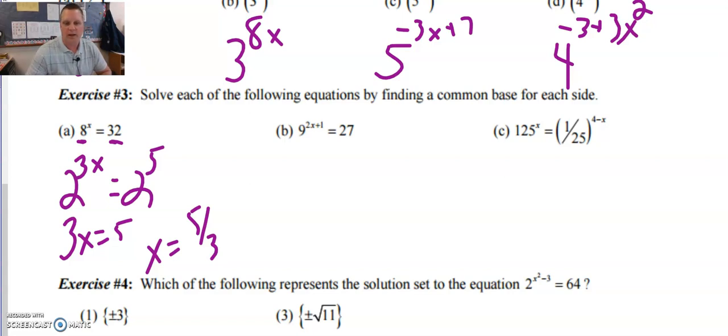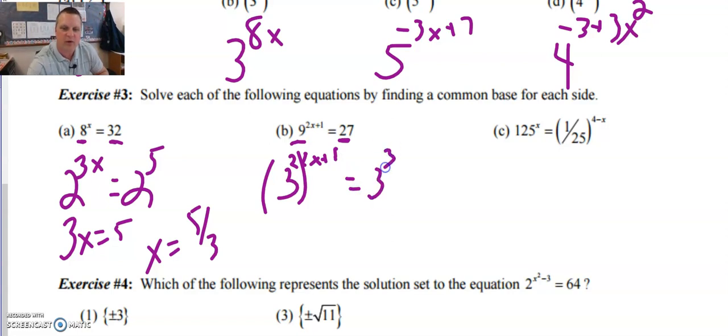Okay. Letter B, we have 9 to the 2x plus 1. So you can say, okay, base 9. Can I break down 27 with a base 9? No, you cannot. Because 9 times 3 is 27, but 9 raised to the 3rd power is not 27. So you have to be very careful. So we're going to use our base 3. 3 squared, okay, and then 2x plus 1 equals 3, 9, 27. 3 to the 3rd power.